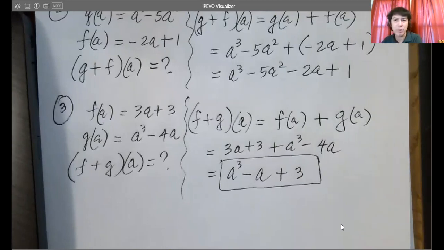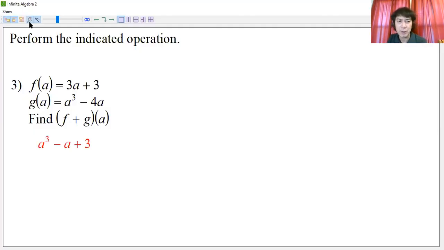All right, that goes to our third. So just remember the answer as we go and check it to the other side. A cubed minus a plus 3. And we shall be able to verify that that's a cubed minus a plus 3. There. Let's have the fourth.